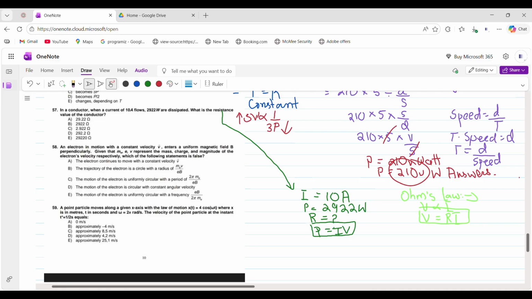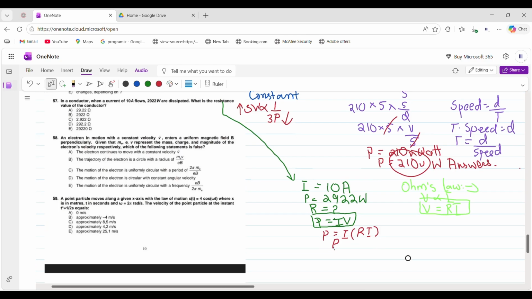Now I can substitute this V is equal to RI into my formula, right? So P is equal to I. Instead of V, I can now substitute this RI. So P is equal to I into I is I square R. So now we have gotten our second formula for power, which is basically P is equal to I square R.